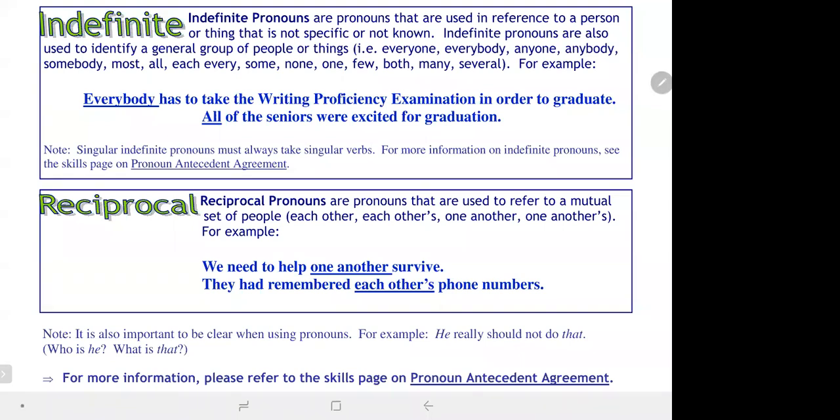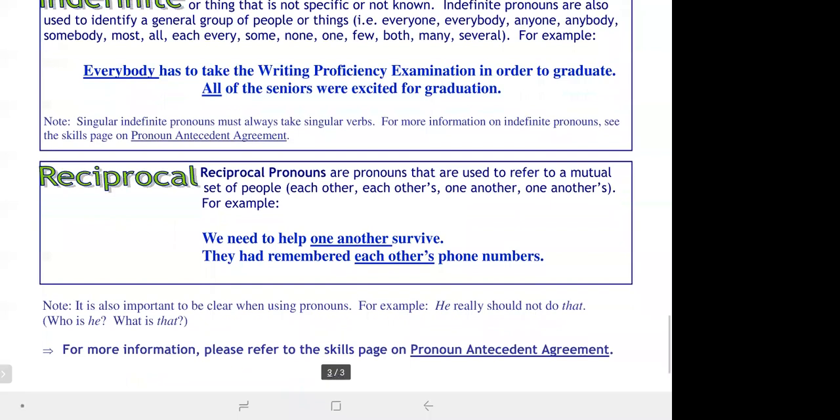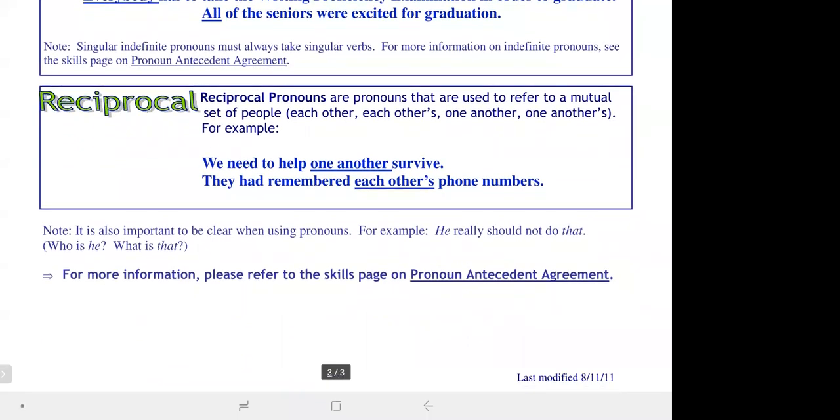You can read this because I'm going to send you this as a note. For an example, you can see everybody has to take the writing proficiency examination in order to graduate. It doesn't single out one person, but it says everybody. So it's indefinite. When you say definite, it means one or known. But when you say indefinite, it's unknown. So it's grouped.